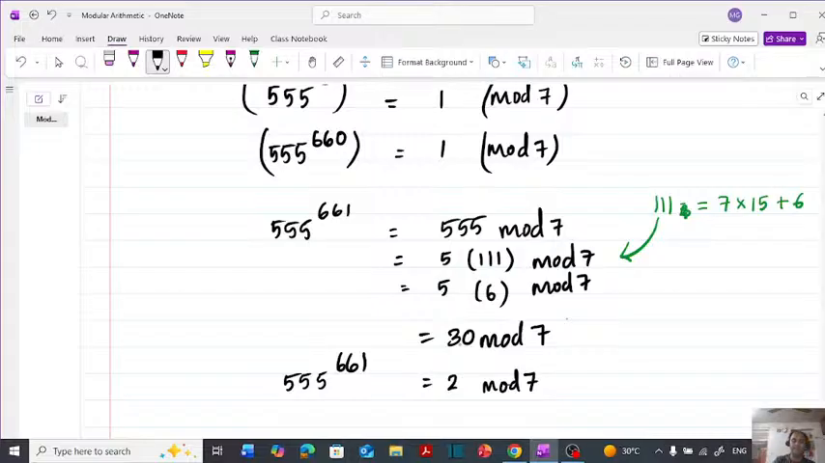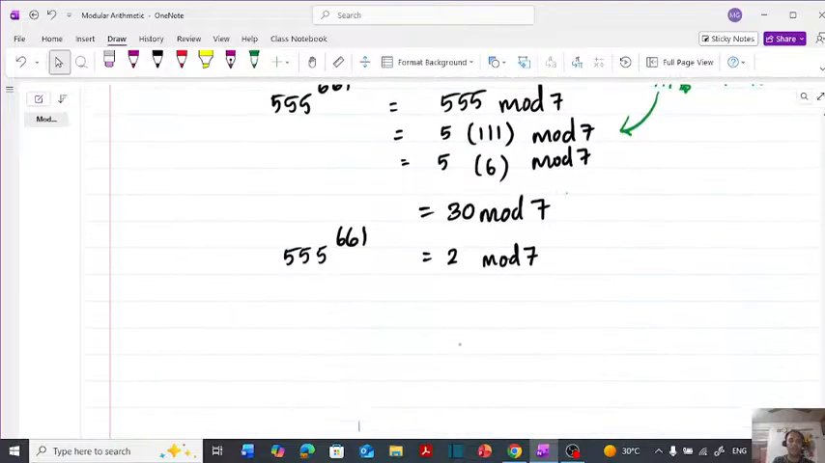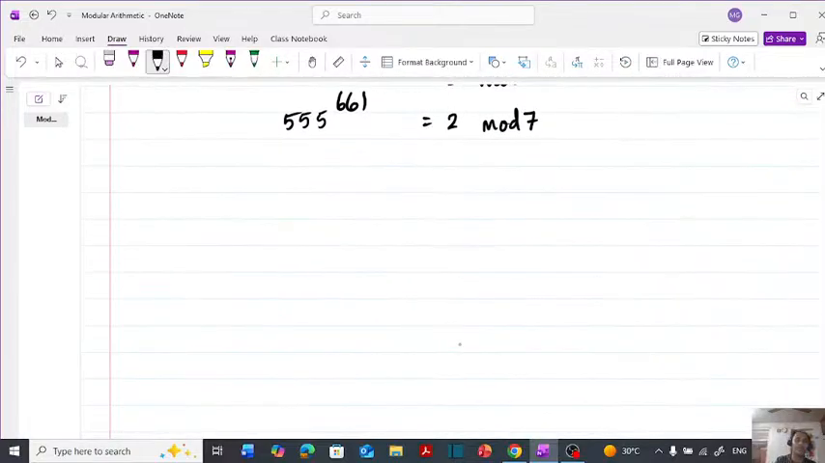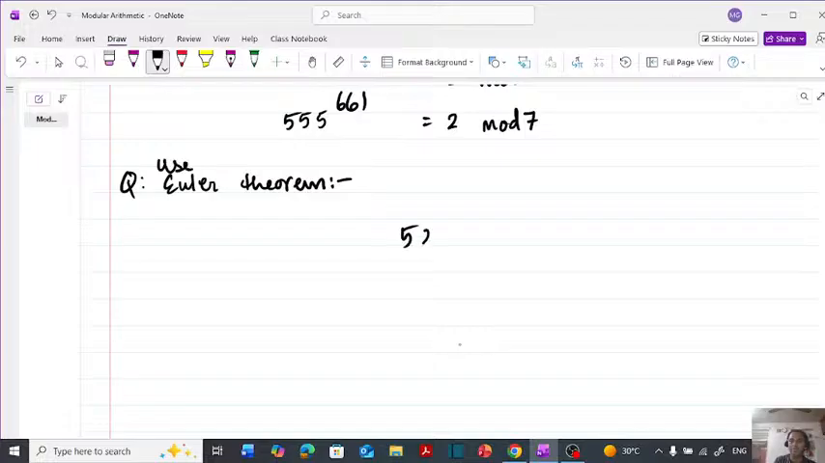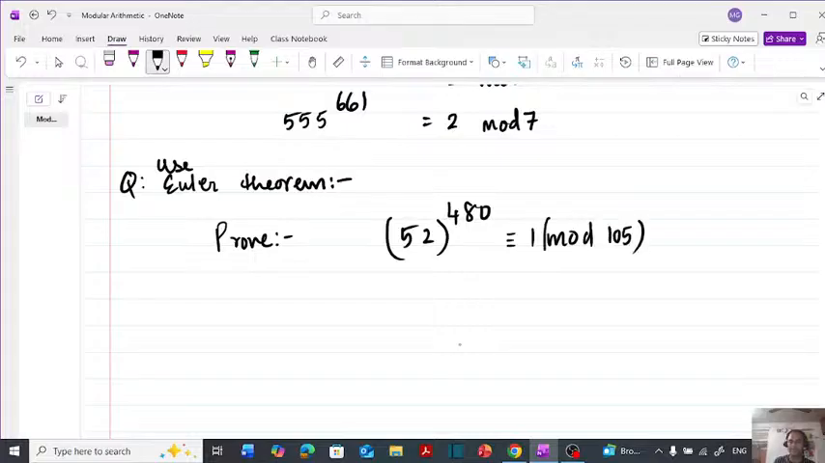Okay, let us see how to handle this. So, Euler theorem question it is. Using Euler theorem, let us see 52 to the power 480 is 1 mod, prove it. We are asked to prove it is 1 mod 105. Very strange and nice. Let us see how do we handle it.